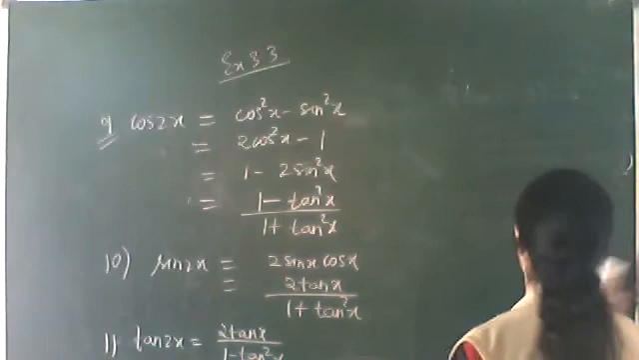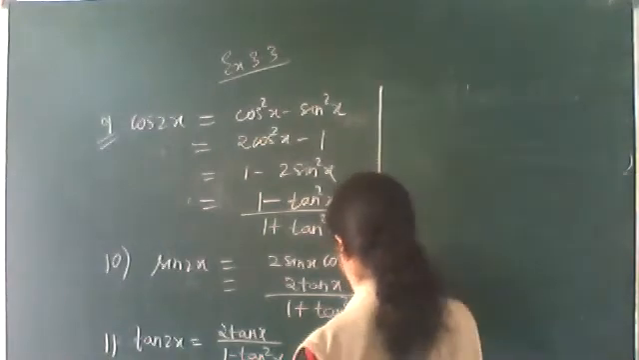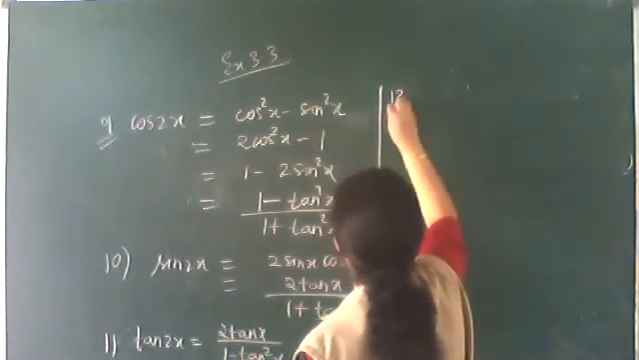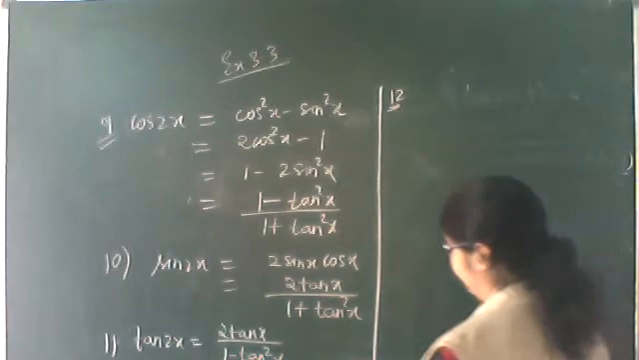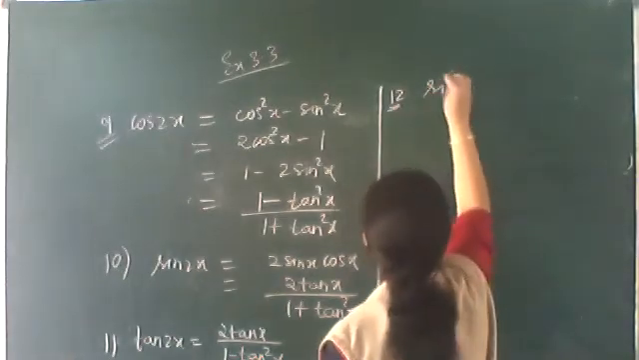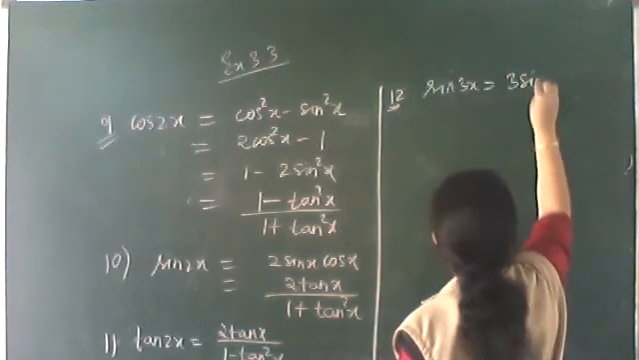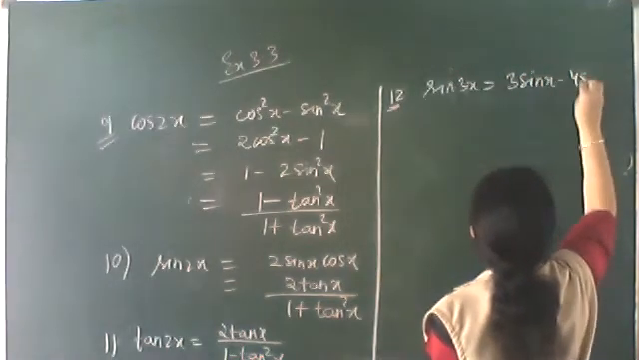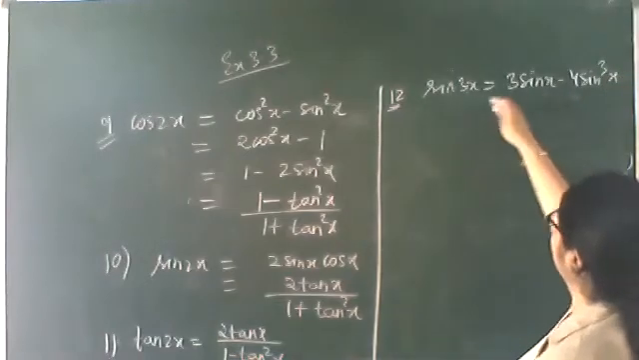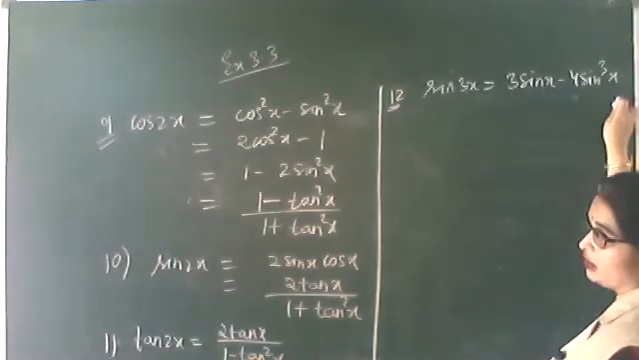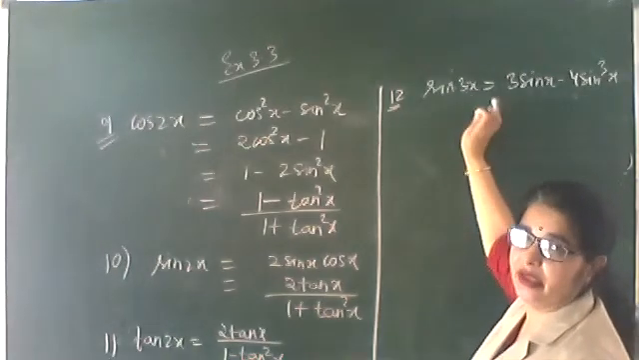So you have written 11 formulas. Now come to the 12th formula. So formula number 12 is what? Sin 3x. Sin 3x is equal to 3 sin x minus 4 sin cube x. Again, sin 3x can be written as sin of 2x plus x, and then you can get the formula.